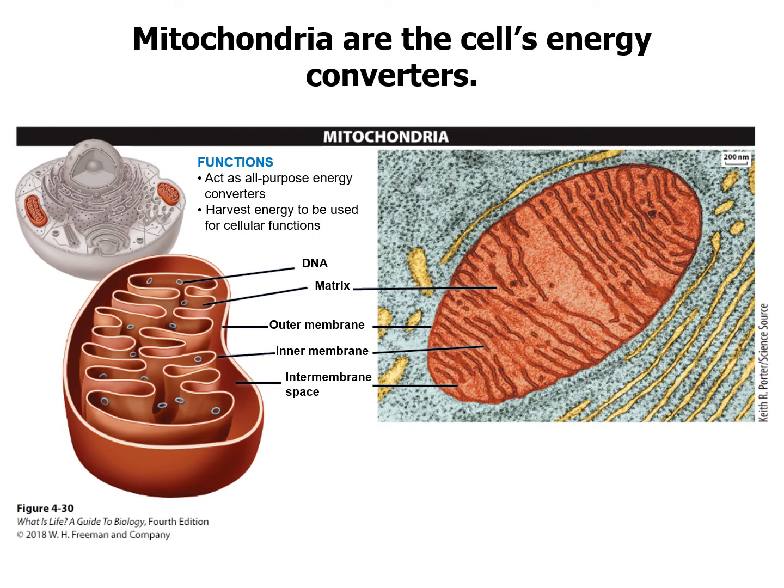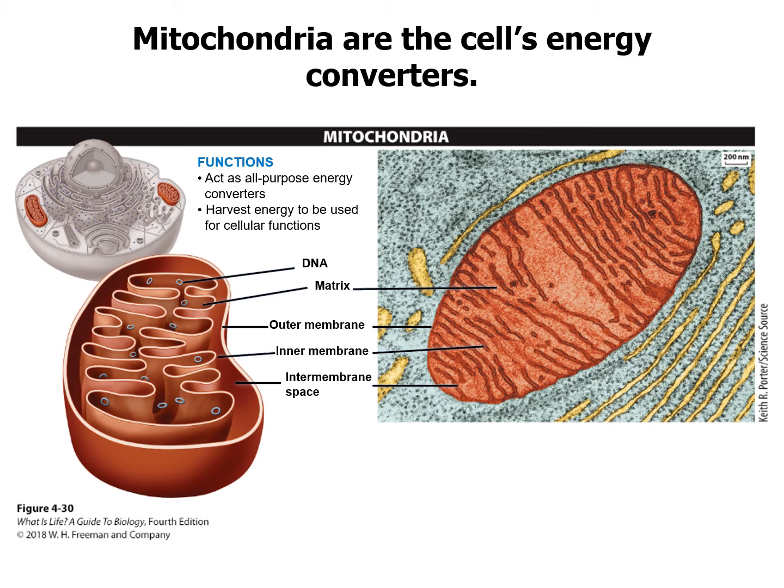On to mitochondria. Again, it is the powerhouse of the cell. It is where the cell's energy is converted into something that can be used, like ATP. The function is to act as an all-purpose energy converter and to harvest energy to be used for cellular functions. There are different parts of the mitochondria, however, I do not need you to know them.